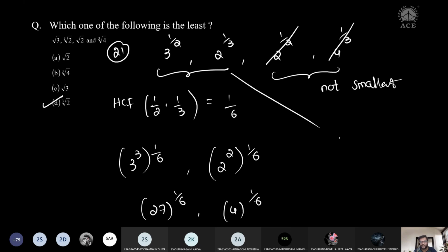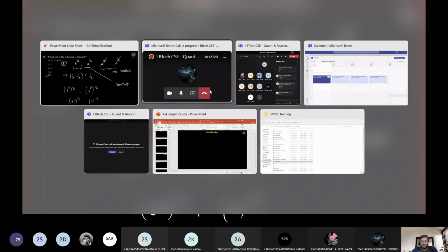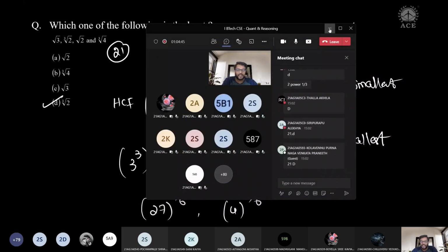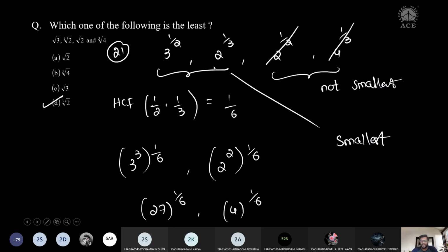With common sense, without doing all this, it's not always required to do things in a mathematical way. You can do it with your mind as well. Smallest number, cube root; largest number, square root. This is a bigger number, this is a smaller number obviously. If they're asking regarding the largest number, it's a different thing, my dear friends. But here they're asking about the least value, least one. So hope you understand. D is the least value, my dear friends.